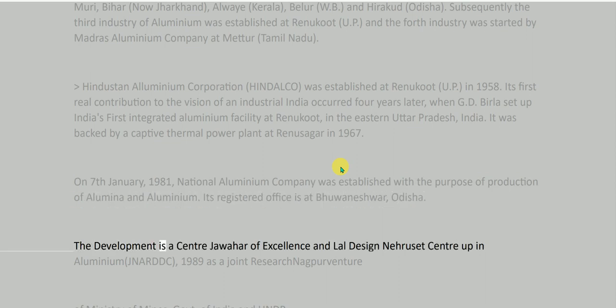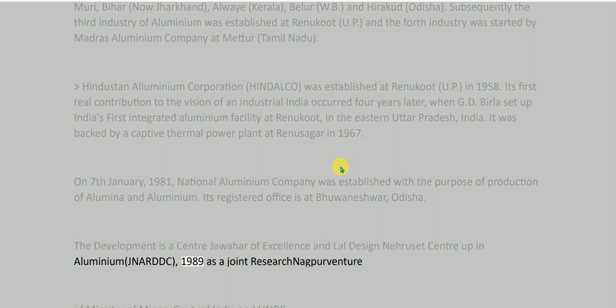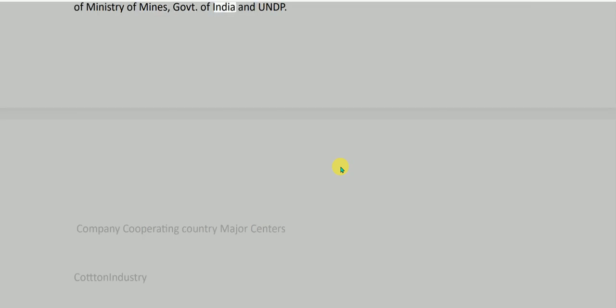The Jawaharlal Nehru Aluminium Research Development and Design Centre, Nagpur, was set up in 1989 as a joint venture of the Ministry of Mines, Government of India and UNDP, a centre of excellence with cooperating companies and major centres.